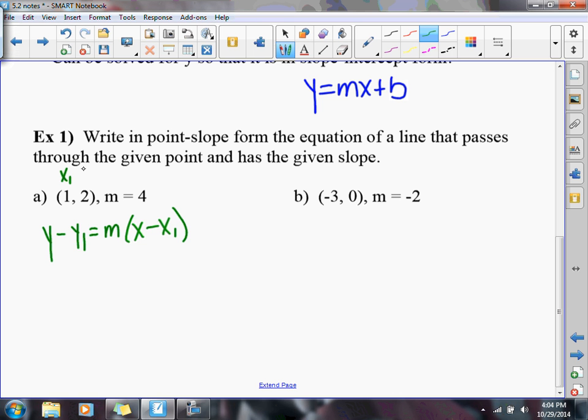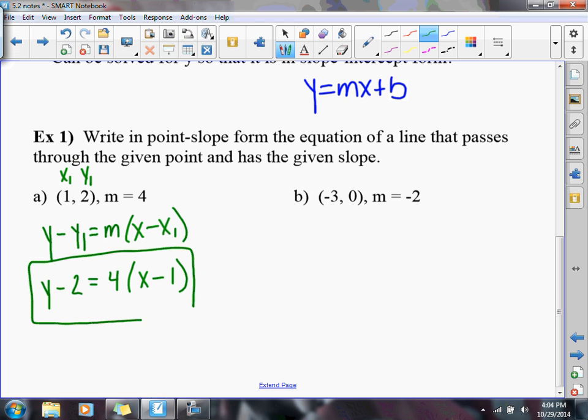And I'm going to label my ordered pair x1, y1, so I know where those get substituted in. My m for my slope is going to be given to me. So now I'm going to substitute in the point (1, 2) and the slope. So I'll have y minus 2 equals 4 times x minus 1. And that's it. You're done. That's how an equation looks when it's written in point-slope form.